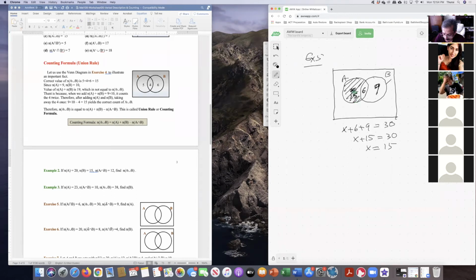Understand? Is it 21? It's 9. Is it 21? You have to add the 6. In the Venn diagram, we only show the numbers for each section. So the entire A is 15 plus 6. You need to add these. So the answer to the question is 21.